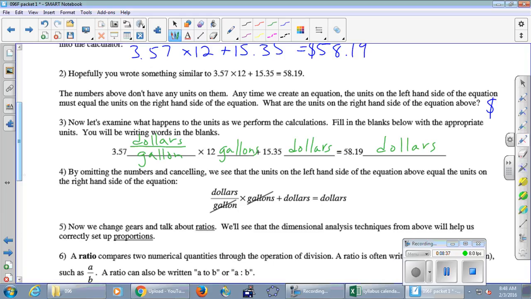the gallon on the top cancel, right? And so that unit, just in that multiplication, becomes dollars. And dollars plus dollars indeed gives dollars. So everything works out. Unit on the left must equal the unit on the right.